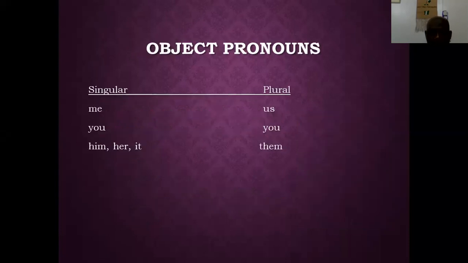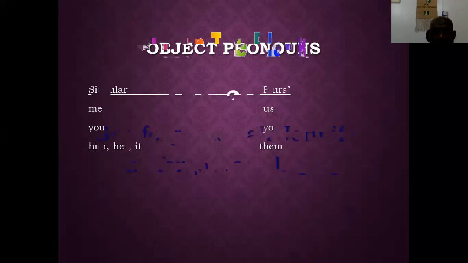As I've said earlier on, we have singular pronouns and plural pronouns. So for me, the plural is us, for you, the plural is you, for her, him, and it, the plural is them.